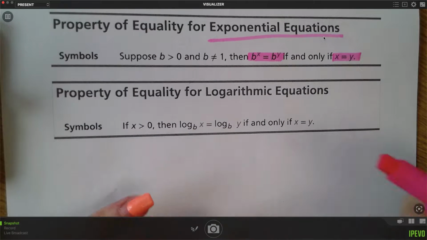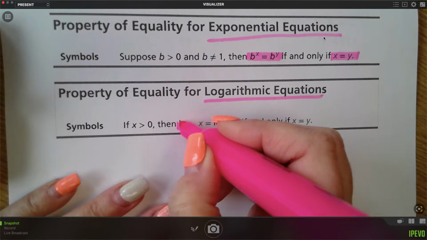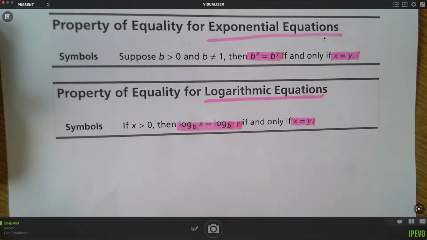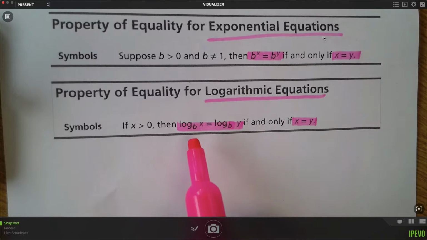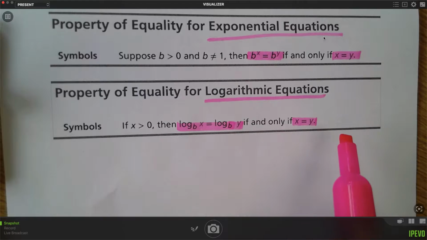Okay, so with logarithms, guess what? If the bases are equal, the arguments are equal, basically. So log base b of x equals log base b of y, so x has to equal what? Y. With exponential, we could get rid of the base and just solve the exponents, right? With logarithms, we can get rid of the log and the base and just take the arguments and set them equal to each other and go. It's a really nice property to have and to be able to use.